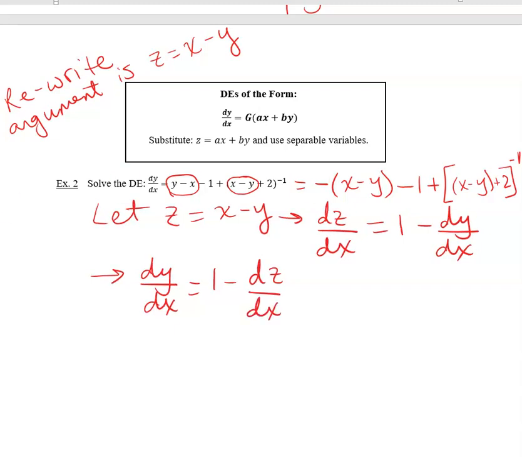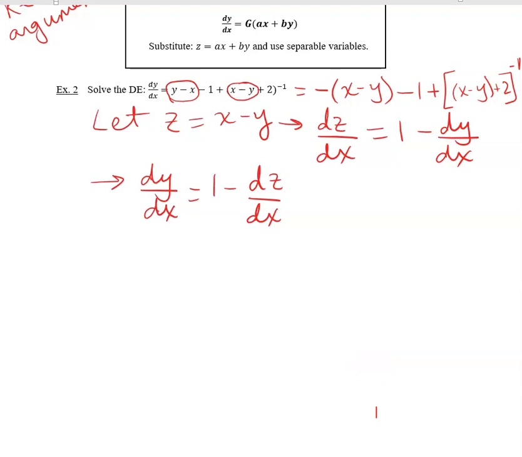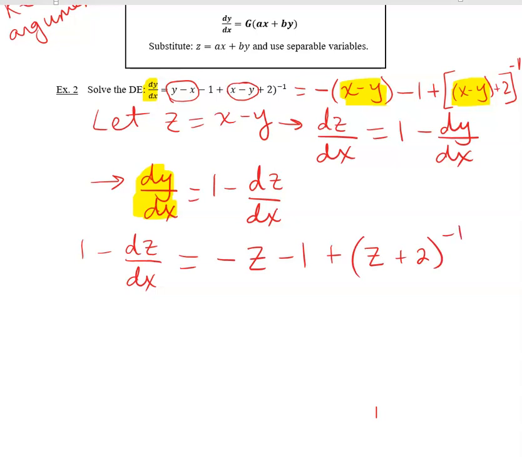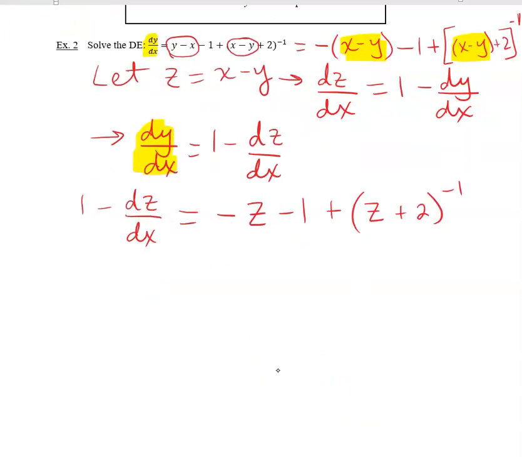So now let me go ahead and rewrite my differential equation using those substitutions. These x minus y expressions are going to turn into a z, and then the dy/dx expression is now going to turn into this 1 minus dz/dx. So we're going to end up with 1 minus dz/dx equals negative z minus 1 plus z plus 2 to the negative first power. So I'm just making those substitutions into my differential equation. Now I have a differential equation that's in terms of z and x.